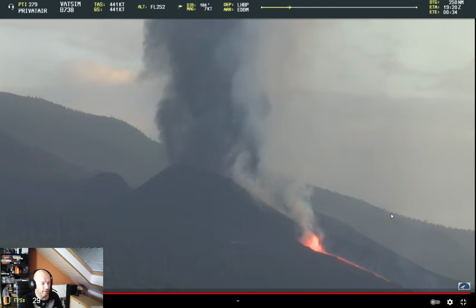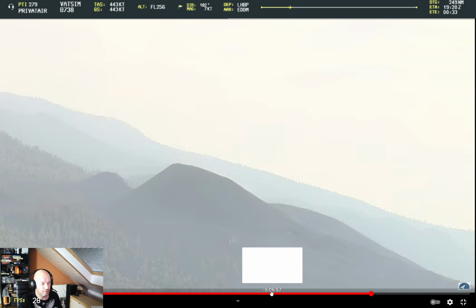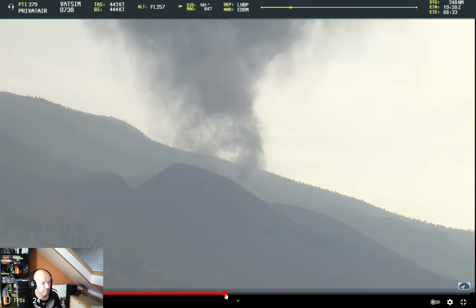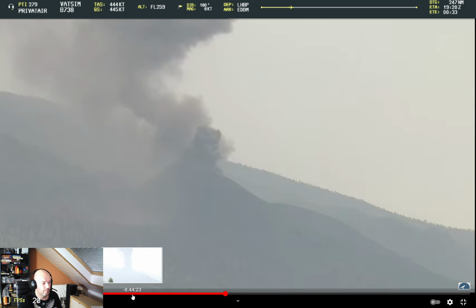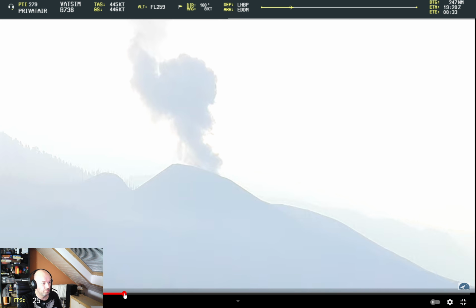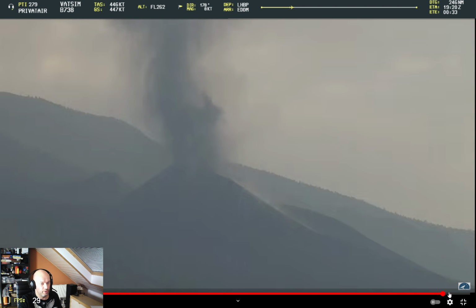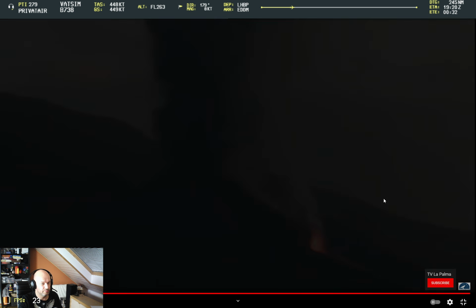So La Palma is back in action. Because a few hours ago it was like this. Boring. Is it ended? No. Well, during the day they had a few explosive events. As you can see, that was 6 hours ago. There as well. Finally, the volcano has woken up again. I like it. There we go. Lava. Lava. Very good.